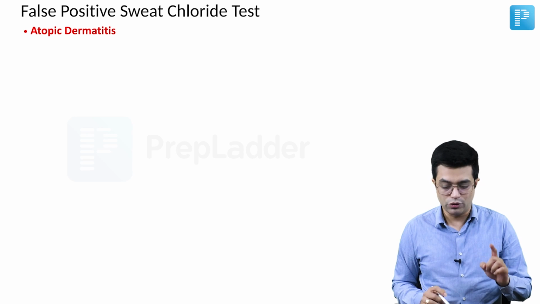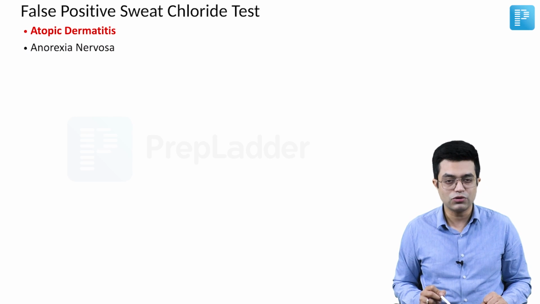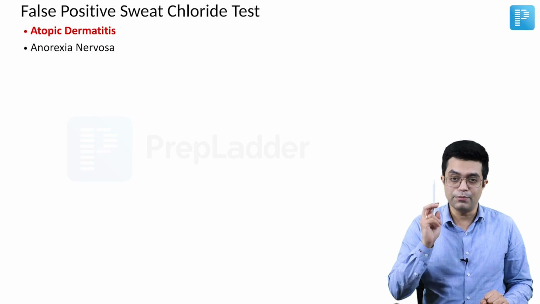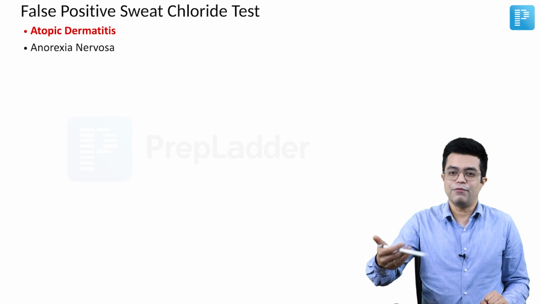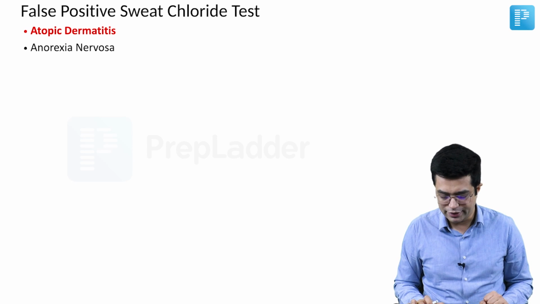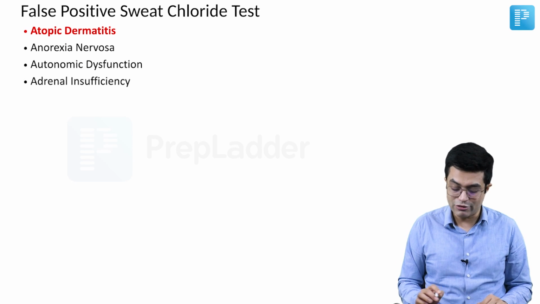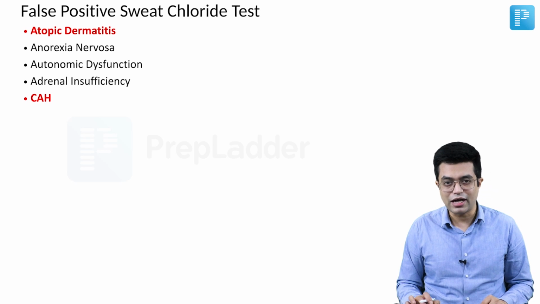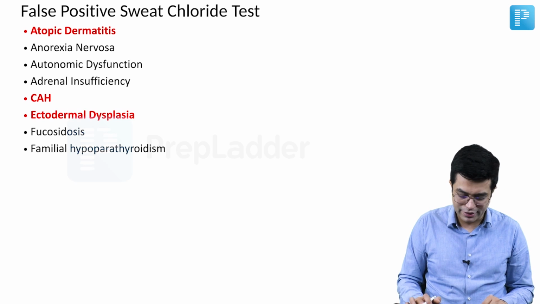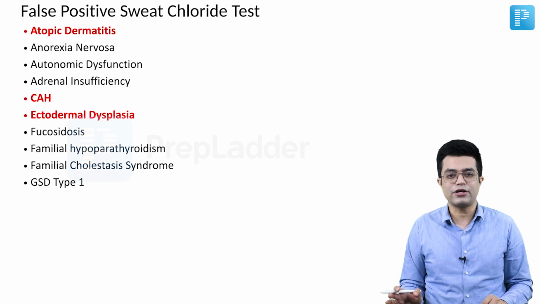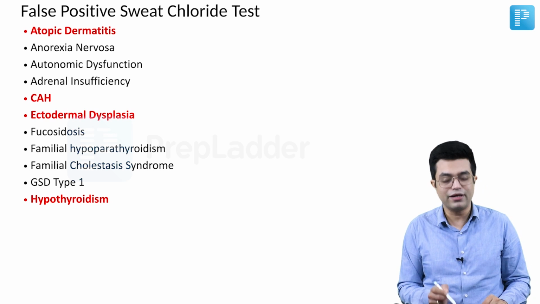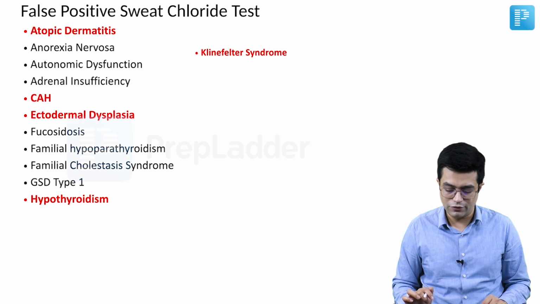So this can be seen in atopic dermatitis. It can happen in anorexia nervosa. The ones which I have highlighted are the important ones which have been asked directly or indirectly in the past papers. So atopic dermatitis or eczema, anorexia nervosa, autonomic dysfunction, adrenal insufficiency, congenital adrenal hyperplasia, ectodermal dysplasias, fucosidosis, familial hypoparathyroidism, familial cholestasis syndrome, glycogen storage disease type 1, that is Von Gierke disease, hypothyroidism. So both hypothyroidism and hypoparathyroidism can cause a false positive test.